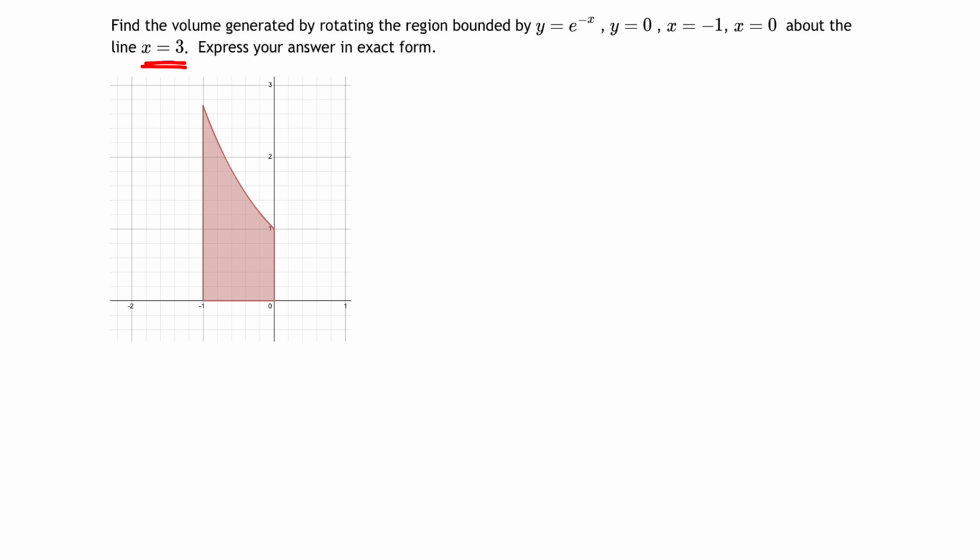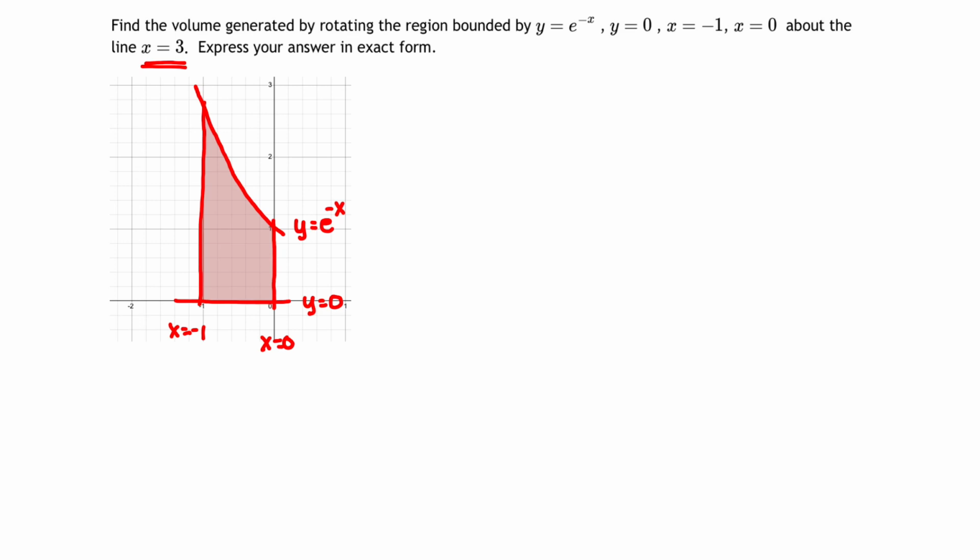So let's take a closer look at what's really going on here. I've already pre-graphed this region on Desmos, but let me emphasize all the curves. This first curve on top of the region is the curve y equals e to the negative x. The curve to the right is x equals 0. The curve on the left side of the region is the line x equals negative 1, and the curve underneath is the line y equals 0. So first of all, knowing the bounds on the region is important.